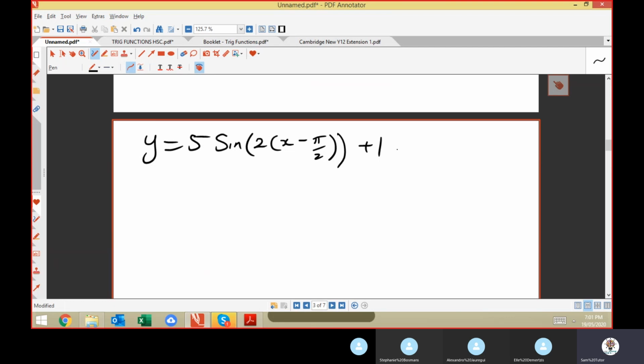You've got to move up and down. You've got a difference in amplitude. You are changing the period because of the 2 times x, and you're even shifting it left and right. That's pretty much everything. If we can answer this question, you're done. You know how to do more.